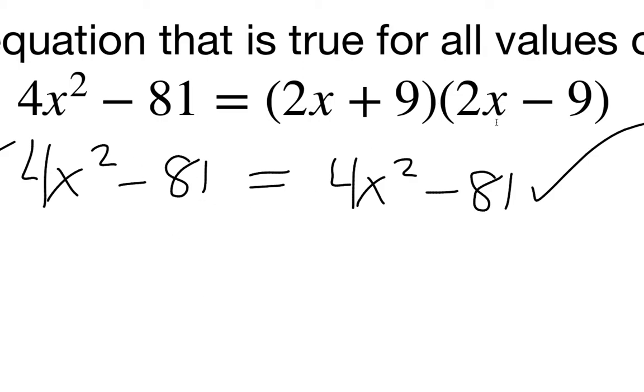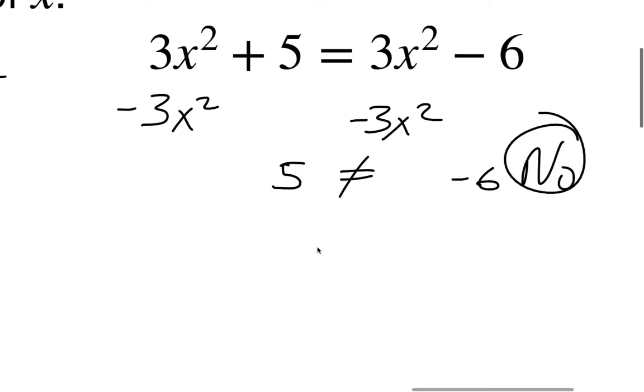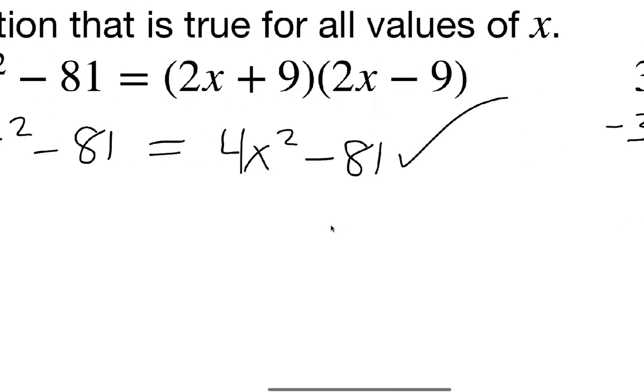So here we've got this, and if you FOIL this out, then you can see that, boom, these two sides are equal to each other, and so therefore, yes, it is an identity. I'm giving an example of something that's not an identity. Here, how do you prove that it's not an identity? Well, if you subtract 3x squared from both sides, you get 5 is equal to negative 6, and that's a false statement, so no, it is not an identity.